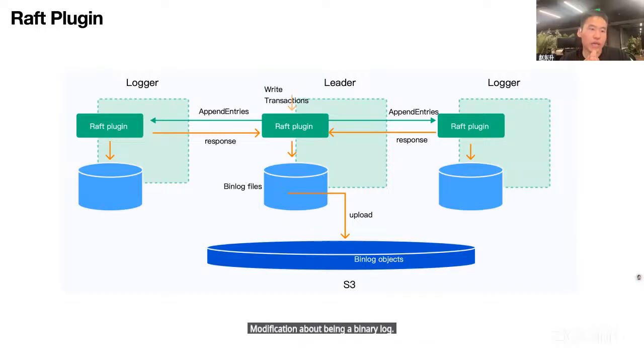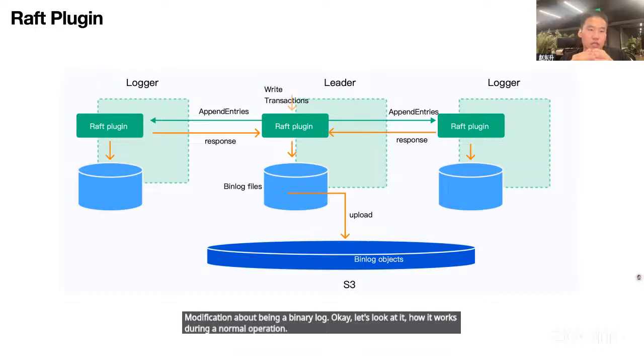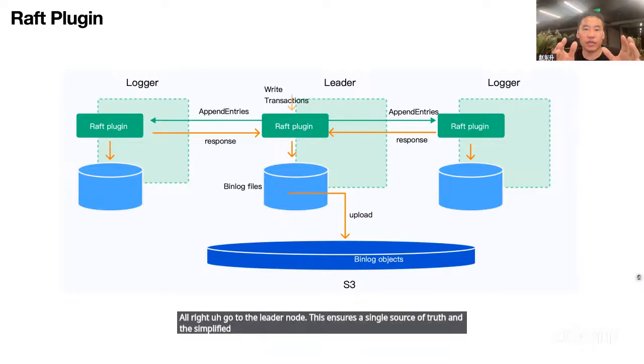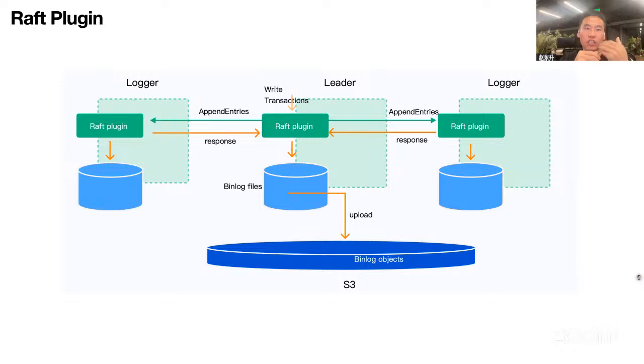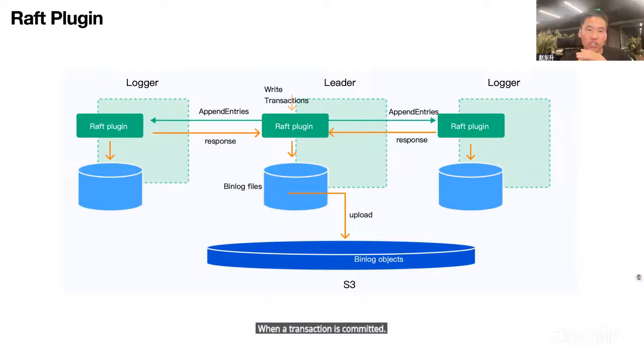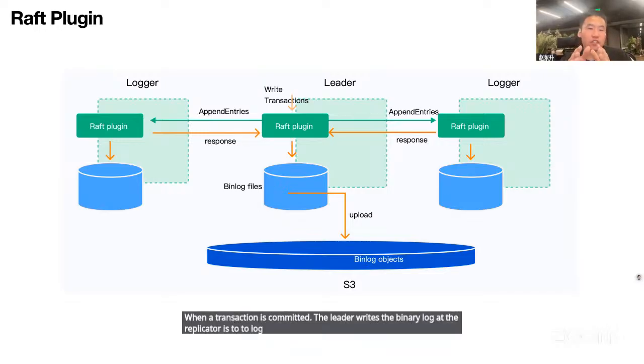Okay, let's look at how it works during normal operation. All writes go to the leader node. This ensures a single source of truth and simplifies the transaction coordination. So all transactions execute in the leader node. When a transaction is committed, the leader writes the binary log and replicates it to log nodes. These log nodes act as lightweight followers.